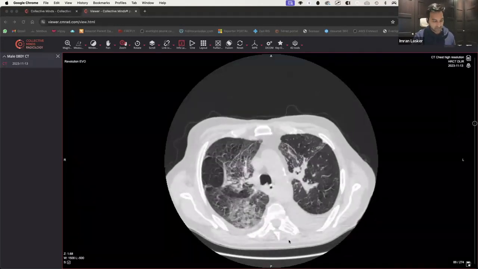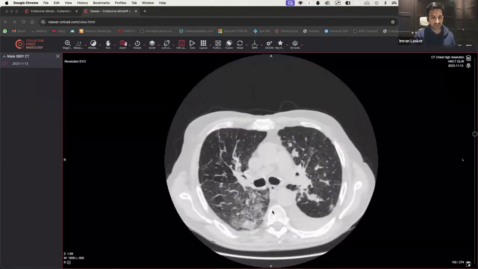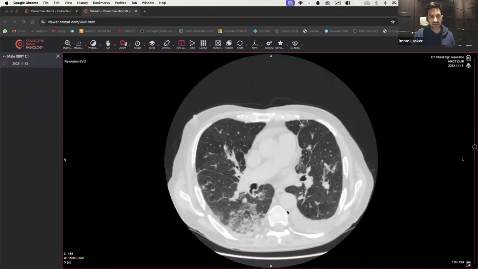Scrolling further down, you can actually see there is this haziness in the middle of all those seagulls. So there's a little bit of breathing artifact, but there's haziness here as well. But that would be more in keeping with consolidation. So there is some consolidation as you come further down. And this is more well defined, and you can see air bronchograms.